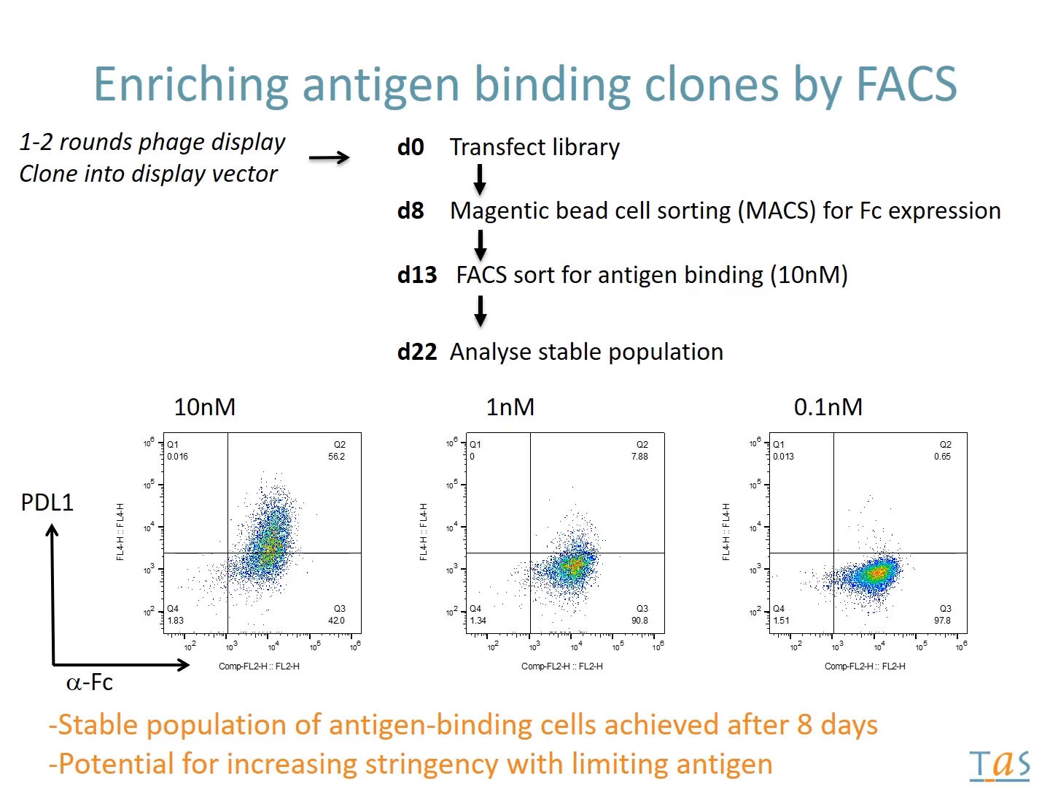And in addition, we can see that by reducing the amount of antigen, as shown in the other dot plots, we can actually begin to drive the stringency of the selection. So really this is showing us that we have a stable population of antigen binding cells after only 8 days, and this ability to use MACS sorting to clean up the population is quite useful in terms of debulking the culture and shortening the need for drug selection. And also this experiment illustrates the ability to drive the stringency of the selection to generate higher affinity antibodies by pulling out with limiting antigen.